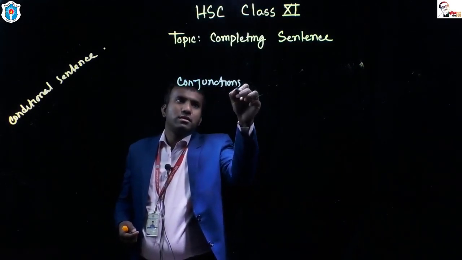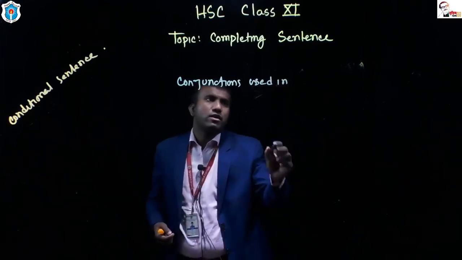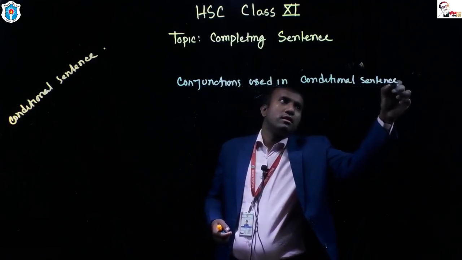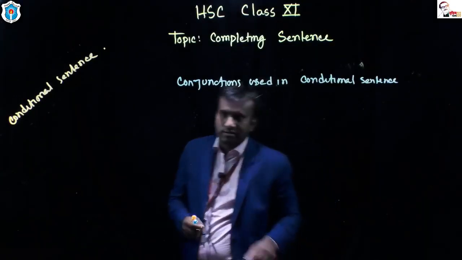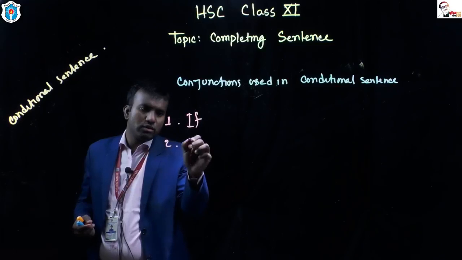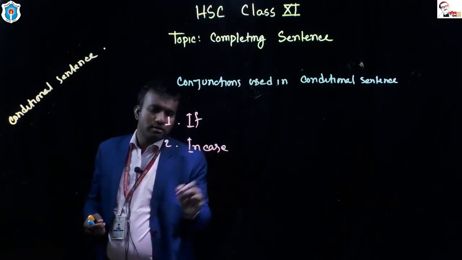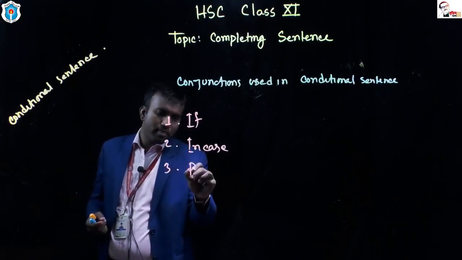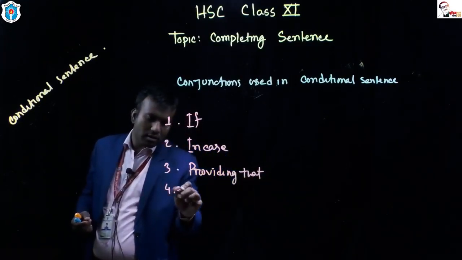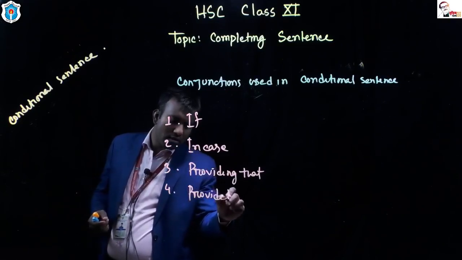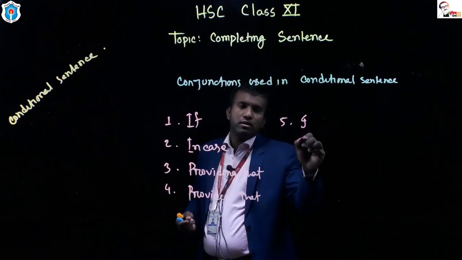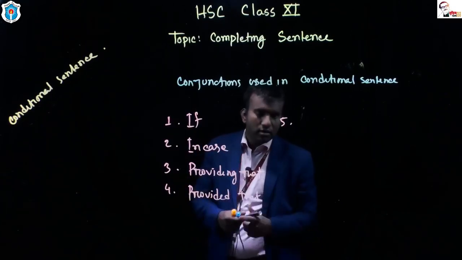Conjunctions used in conditional sentence. Conjunctions used in conditional sentence. Okay. Number one, if. Number two, in case. Number three, providing that. Number four, provided that. Number five, sorry, unless.